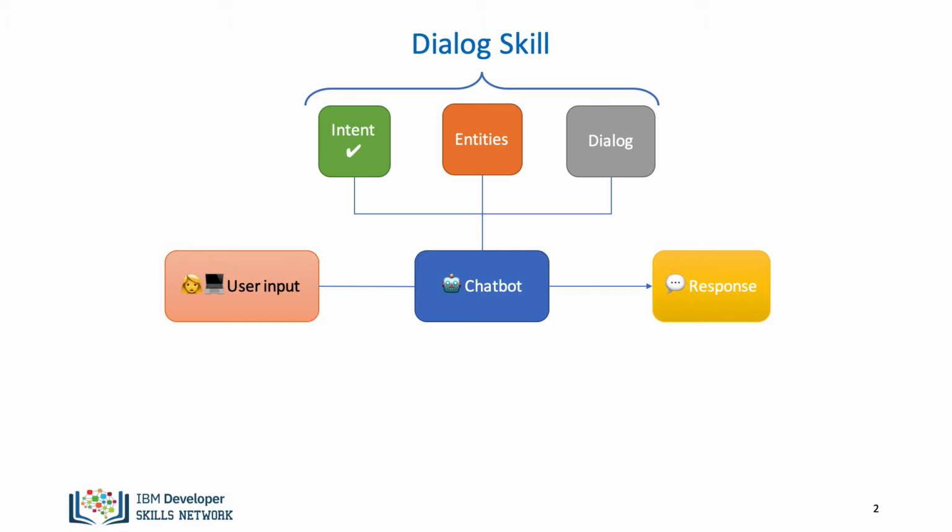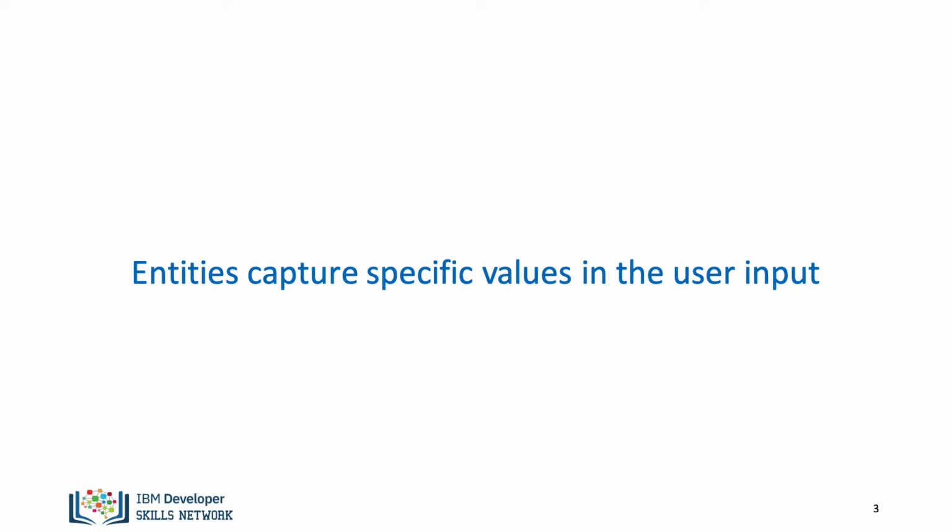In the previous module, we mastered intents. This module is entirely dedicated to entities, the second key component of our dialogue skill. As you know by now, intents capture the user goal. Entities allow us to capture specific values within the user utterance.